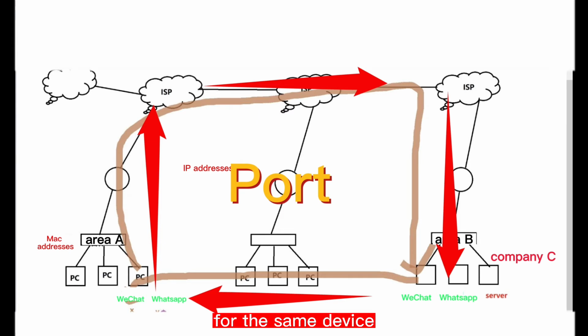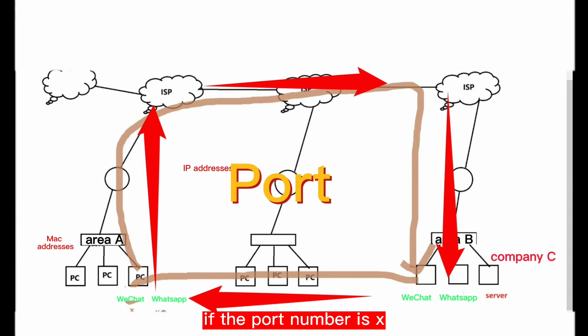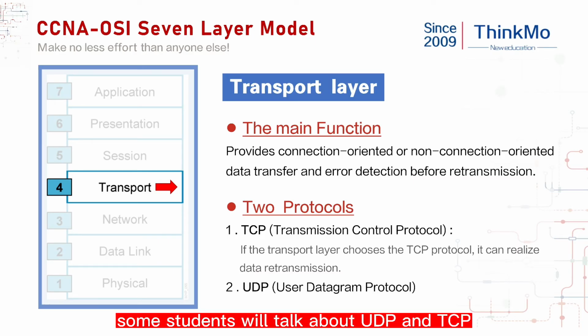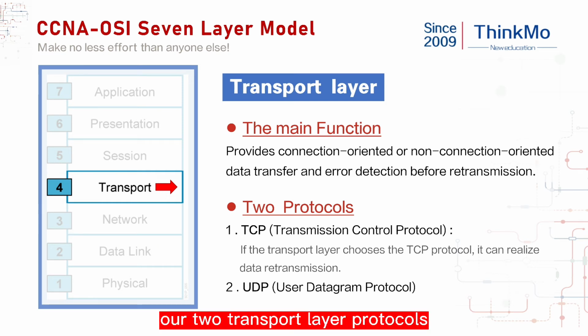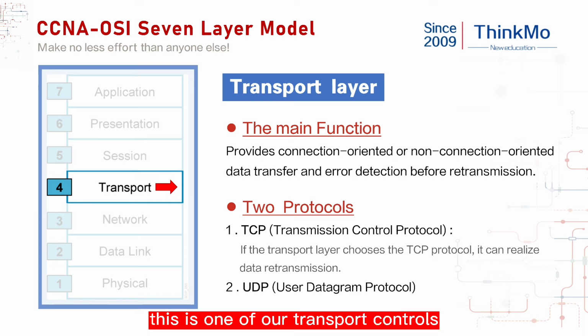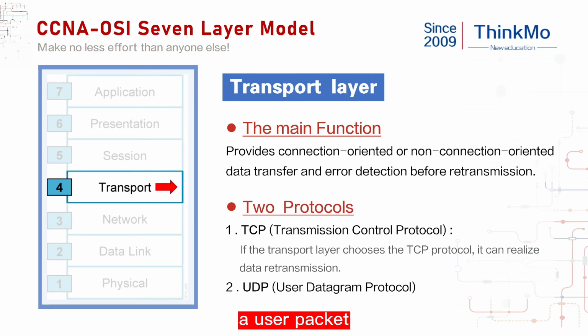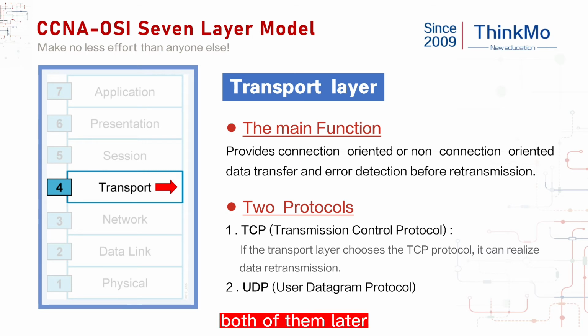For the same device, I receive different data on different ports. If the port number is X, give it to WeChat. If it is Y, give it to WhatsApp. Some students will talk about UDP and TCP, our two transport layer protocols. One is TCP, one is UDP. This is one of our transport controls. We will mention both of them briefly later.